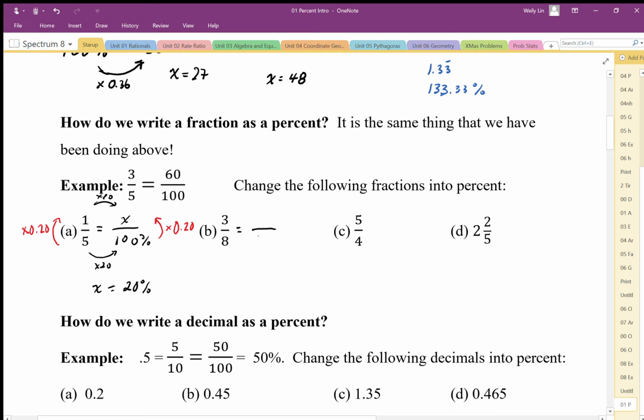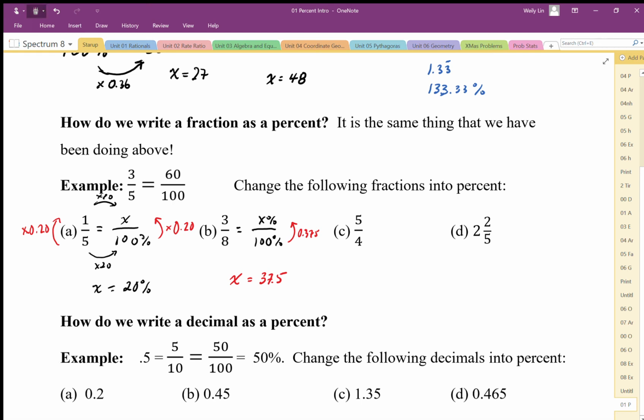So 3 out of 8 is x percent out of 100%. I'm going to divide in this case to find my decimal multiplier. When I do that, I get 0.375. So my percentage is going to work out to be 37.5. I can use this multiplier, 100 times that, but I also know that I can just move the decimal place over 2 places because we're going to multiply by 100.